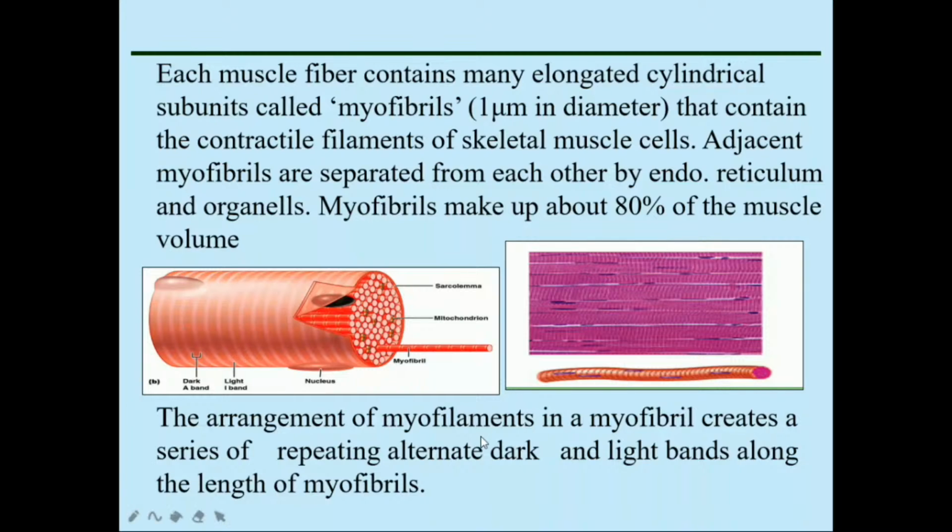The arrangement of myofilaments in a myofibril creates a series of repeating alternate dark and light bands along the length of the myofibrils. So inside the myofibrils there is some arrangement of myofilaments or microfilaments, and they are arranged in such a way that the cell appears to have cross striations, and that is why we call this a skeletal muscle.